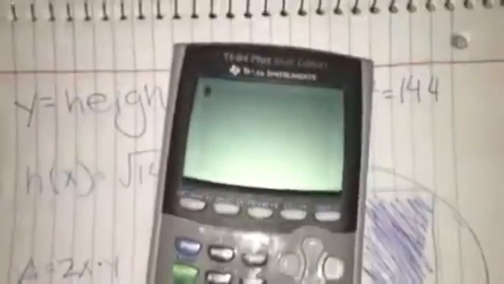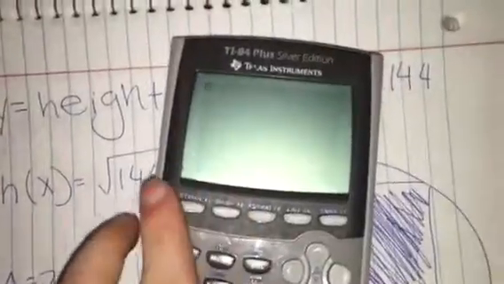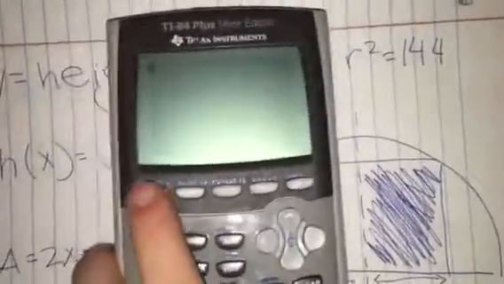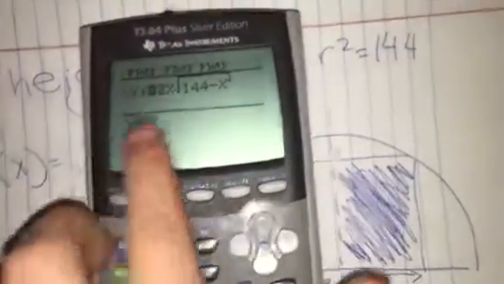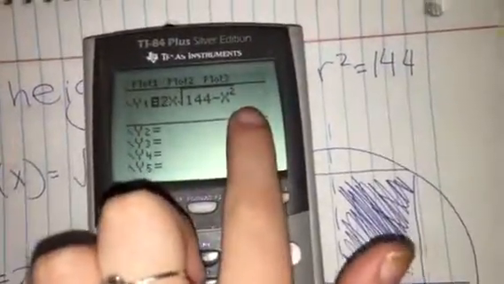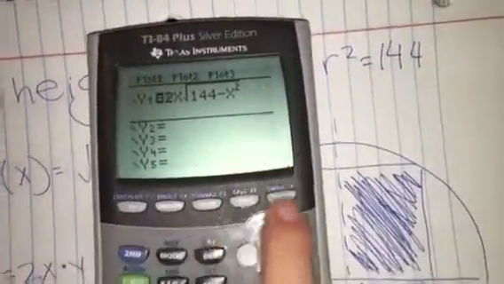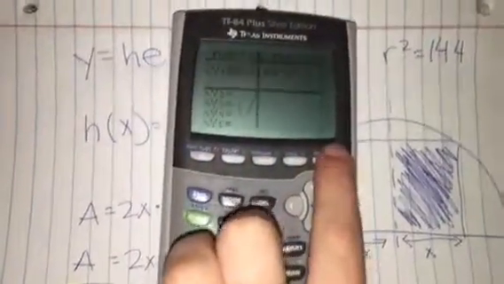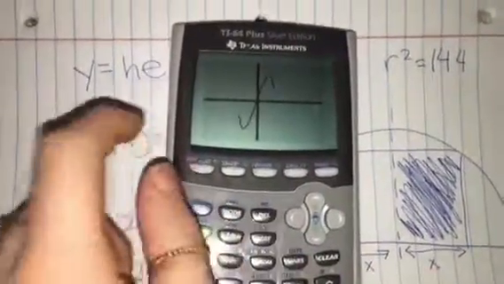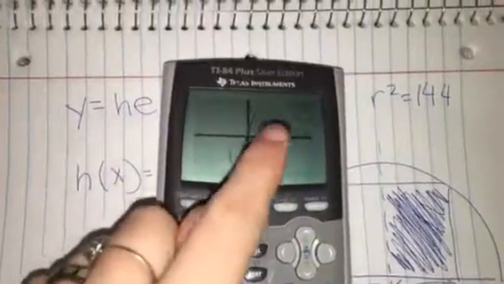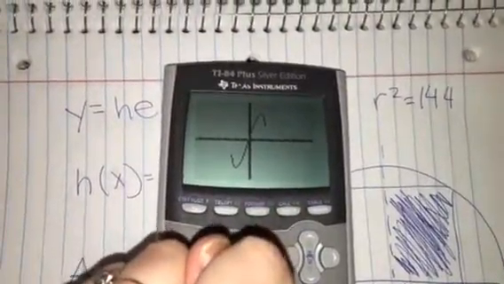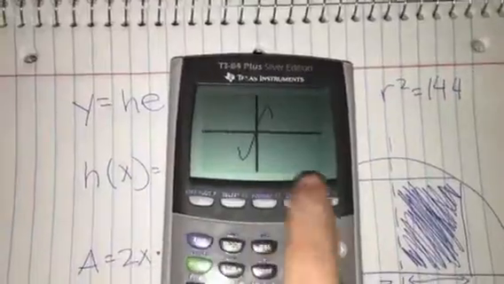So for the next part of the problem, all you're going to need is your graphing calculator. The first thing you're going to do is hit your y equals button and type in your equation, 2x square root of 144 minus x squared. And then you're going to hit graph. And this shows us the function of the area when it is being compared to height.